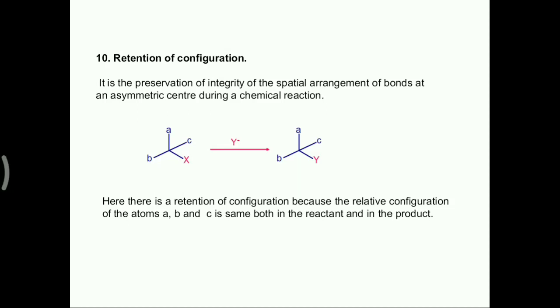Retention of configuration. Consider the following example. This is an example of a nucleophilic substitution reaction. Here the nucleophile Y is replacing X. So the only change during this chemical reaction is the replacement of X by Y. The relative configurations of A, B and C are retained. Then we can say there is a retention of configuration for the product. It is the preservation of the integrity of the spatial arrangement of bonds at an asymmetric center during a chemical reaction.